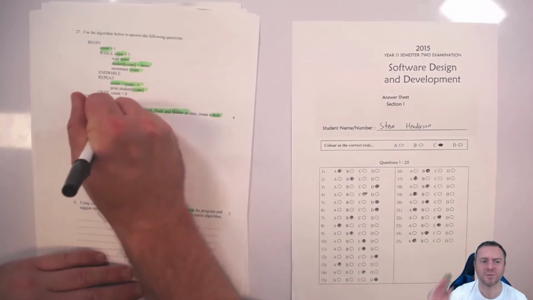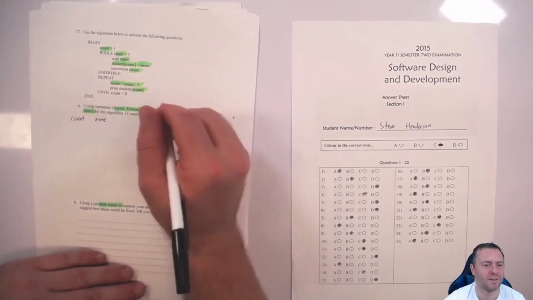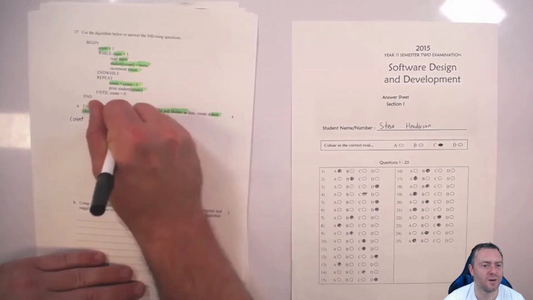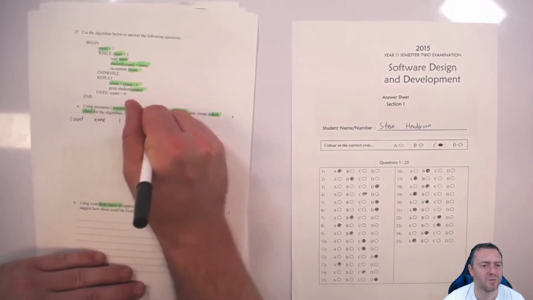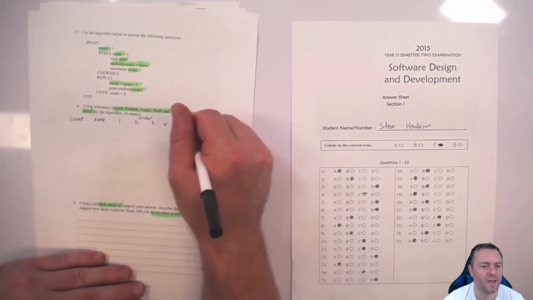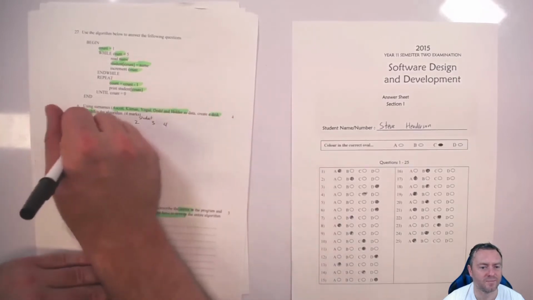So when we go through this, we're going to do a desk check. So we're going to write the things out again. We're going to go count, we're going to go to the name, we're going to do the student variable. And because it's only going to have the first 4 values, I'm going to write the first 4 and then the output at the end.